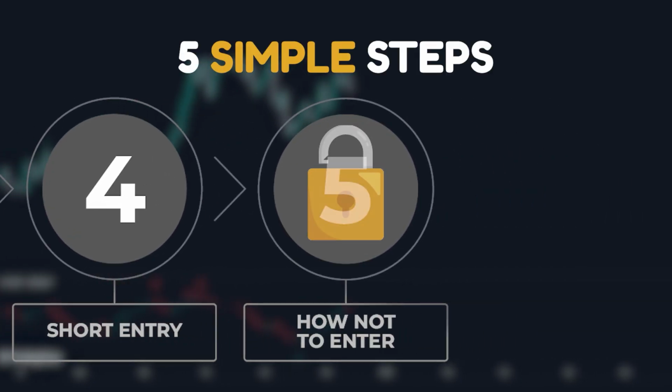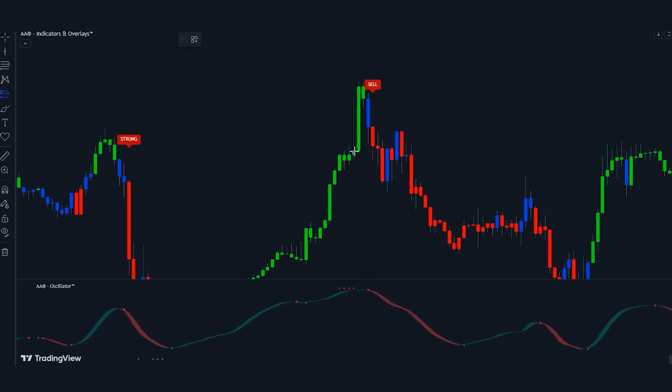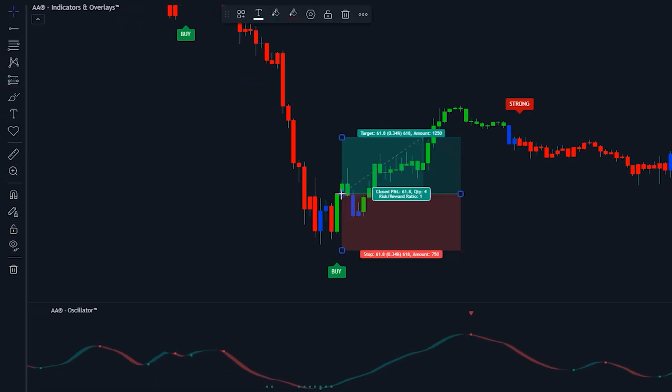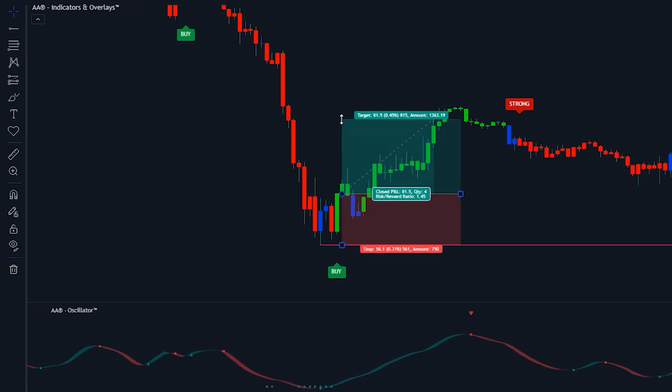How not to enter? We don't want to solely rely on pressure points to enter trades because trends can still go against them, resulting in losses. Instead, wait for a confirmation signal to confirm the trend direction before making your move.